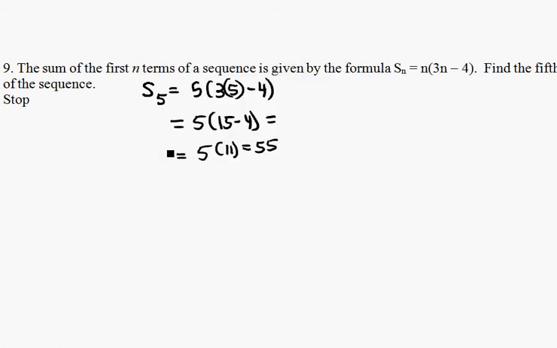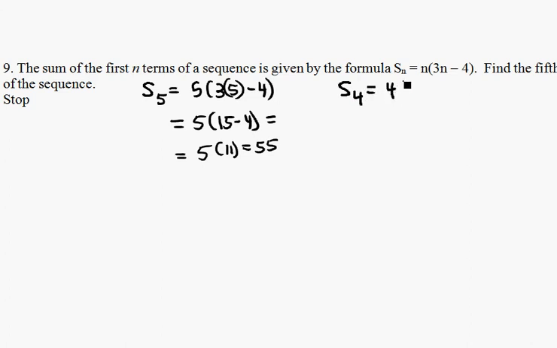Okay, so I just paused there for a second. So the sum of the first 5 terms is 55. So 15 minus 4 is 11. 5 times 11 is 55. So if I know the sum of the first 5 terms, I should be able to figure out the fifth term if I also know the sum of the first 4 terms.